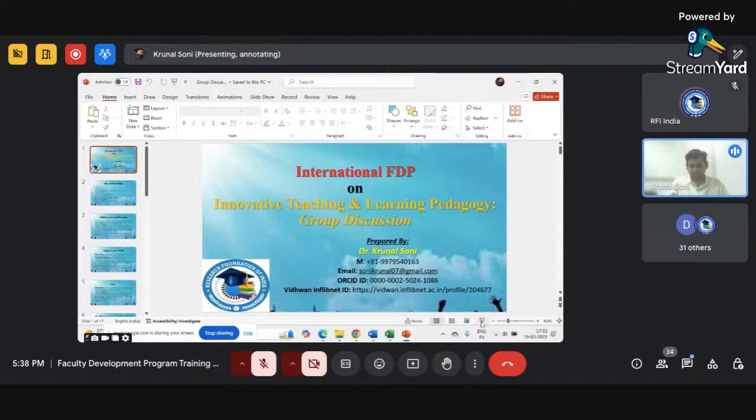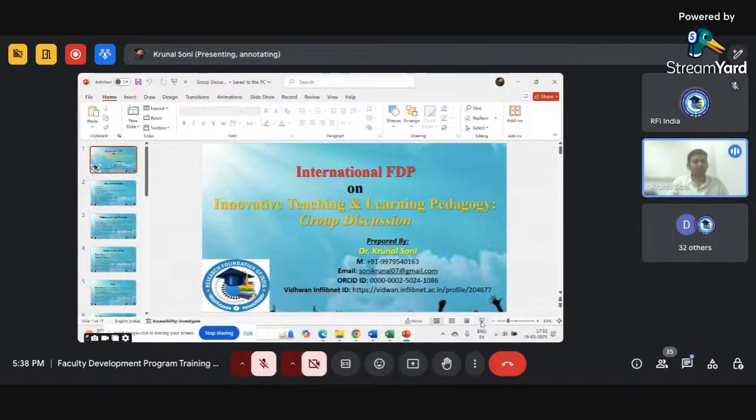So if at all we are considering group discussion as an innovative teaching-learning pedagogy, what are the benefits that we are receiving from the student's perspective, from the candidate's perspective, in terms of new learning, new aspects, new gains? That is called the benefits of group discussion that we are going to receive.